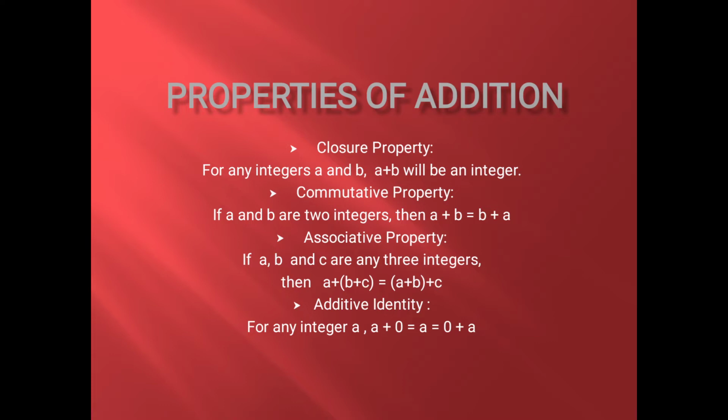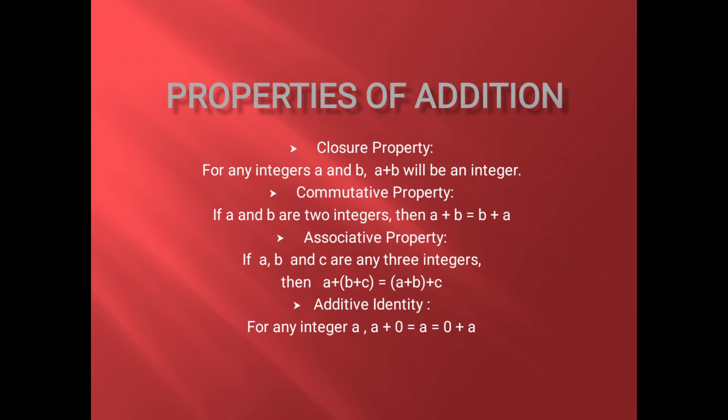Closure property. For any integers a and b, a plus b, that is the sum of two integers, will be an integer. It is called closure property. For example, a value is minus 5, b value is minus 3. Minus 5 plus minus 3 equals minus 8. It is a closure property. Minus 5 and minus 3 are integers, and the answer is also an integer. Therefore, closure property is satisfied.